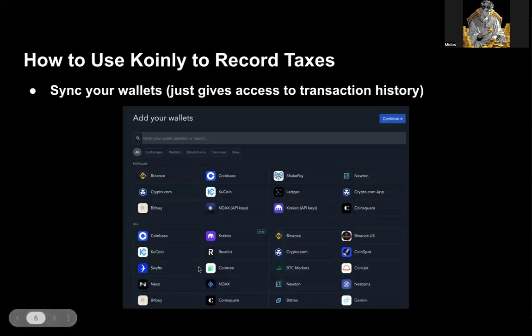Now, for how to use Coinly to record taxes, this is pretty similar to honestly every crypto tax calculator, but it might be a bit of a difference. So you first sync your wallet, just give access to your transaction history. It doesn't tell them about what you hold and they can't move anything. They just have access to your transaction history. Most wallets are supported by these crypto tax calculators. So if not, then just move it to a wallet that is supported.